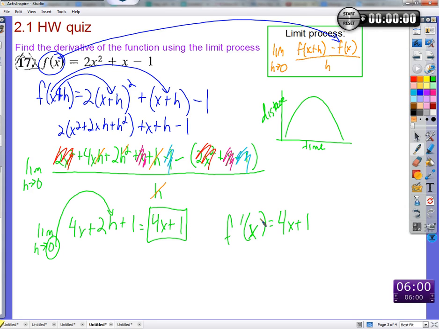Acceleration is a number, right? It tells you how fast you're changing your speed, how fast you're speeding up or slowing down. If you're going down the highway at 60 miles an hour, you're not accelerating. Your acceleration is zero. If you're speeding up and increasing your velocity, your acceleration is positive. If you're slowing down, your acceleration is negative.